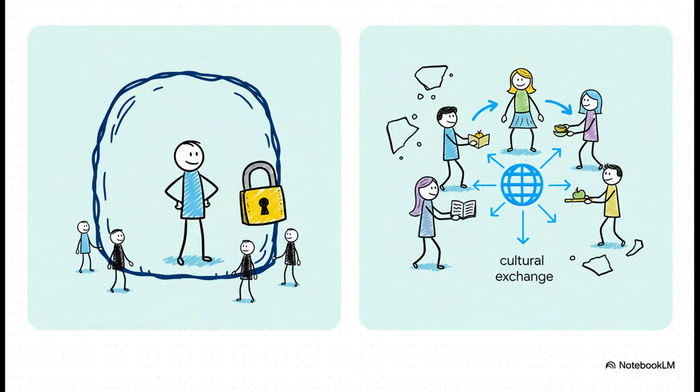So what's the opposite of ethnocentrism? It's cosmopolitanism. This is a much more open-minded perspective. Instead of judging other cultures, it actually values them for their differences. A cosmopolitan view welcomes new ideas, enjoys cultural exchange, and believes that borrowing from others makes us all richer.